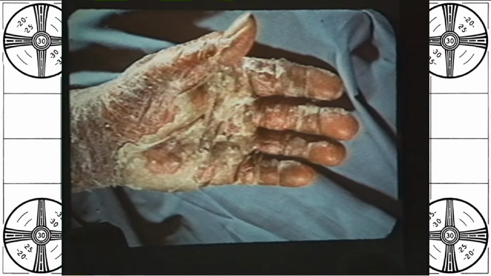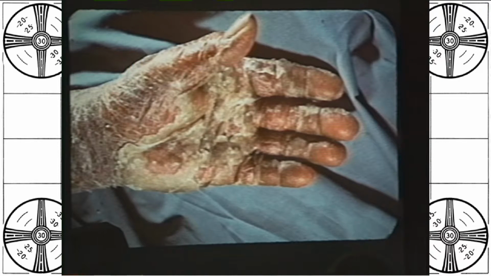And this is a patient with toxic epidermal necrolysis. I won't show you the rest of the patient because it's not a pretty sight. But basically, all of their skin is detached and coming off from head to foot, leaving them open to sepsis and death.